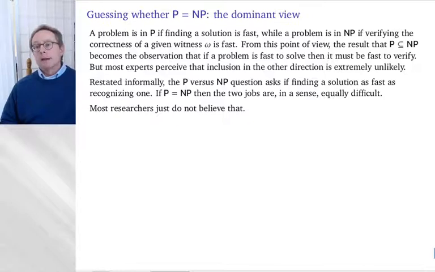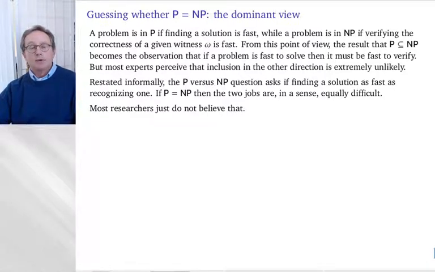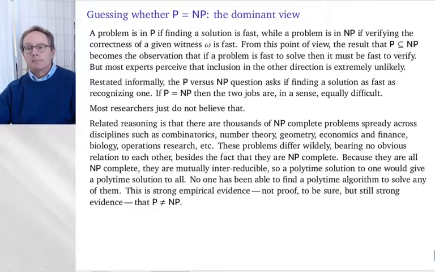A problem is in P if finding a solution is fast, while a problem is in NP if verifying the correctness of a solution is fast. From this point of view, the result that P is a subset of NP becomes the observation that if a problem is fast to solve, then it must be fast to verify. But most experts perceive that the inclusion in the other direction is extremely unlikely. So restated informally, the P versus NP question asks if finding a solution is as fast as recognizing one. If P equals NP, then the two jobs are in some sense equally difficult to within a polynomial factor. Most researchers just simply do not believe this.